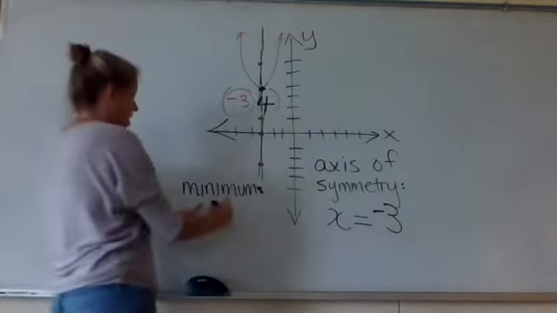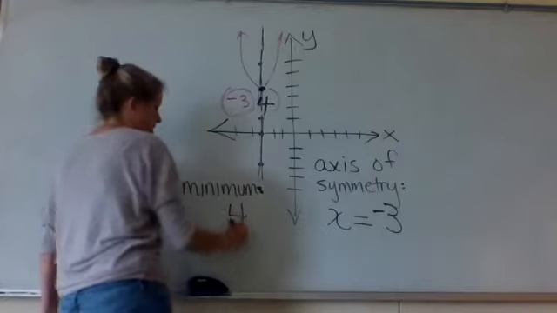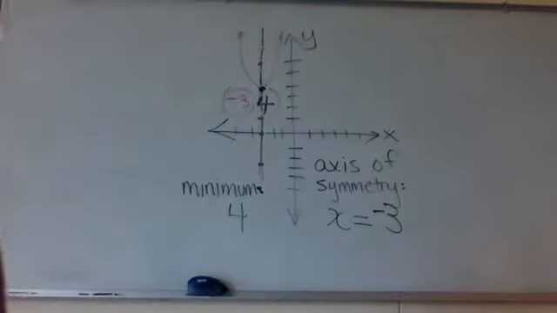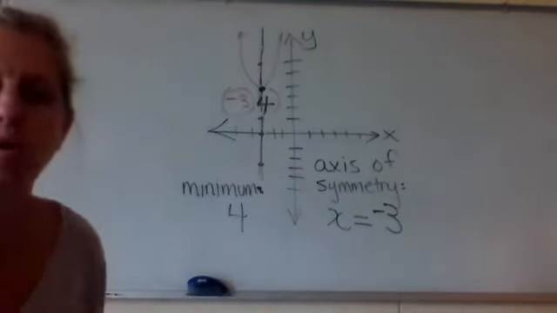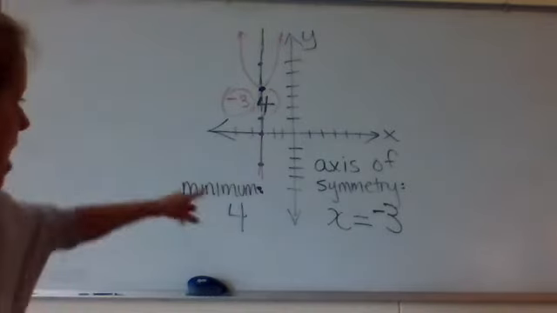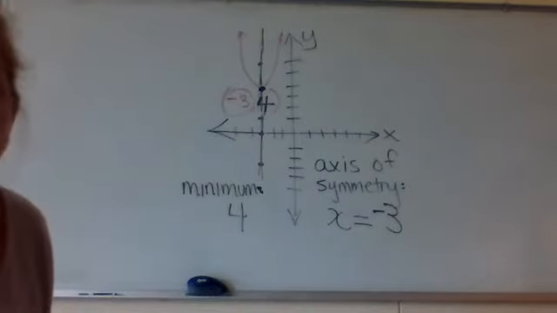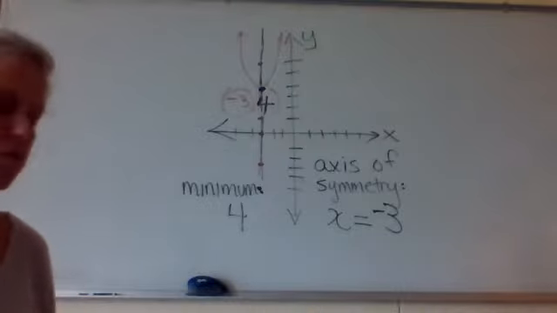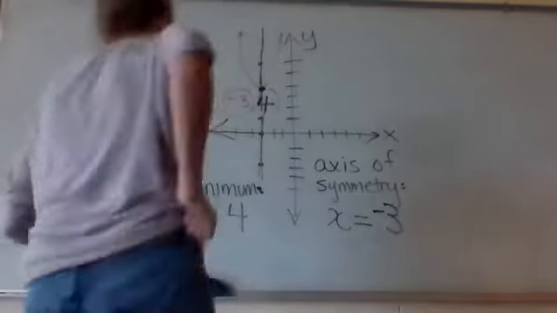So its y value, or its minimum, is 4, not y equals 4. We're not talking about a line with an equation. We are just talking about a number value. So the number value of this one is 4. That's its lowest value. Okay, let's do number 2, and then we'll be done. We'll wrap this up on Friday.